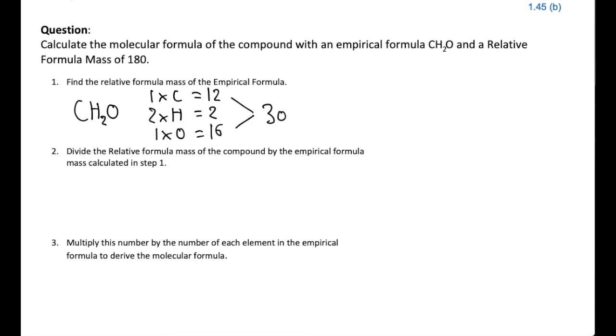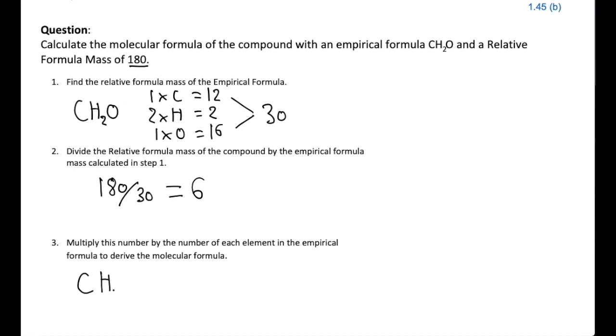So what we do now is divide the actual relative formula mass of the molecular formula, which is 180, by the relative formula mass of the empirical formula, which we've just calculated. So in other words, we're going to divide 180 by 30. This gives us 6. Then what we do is multiply this number by the number of each element in the empirical formula. And this will give us our molecular formula.